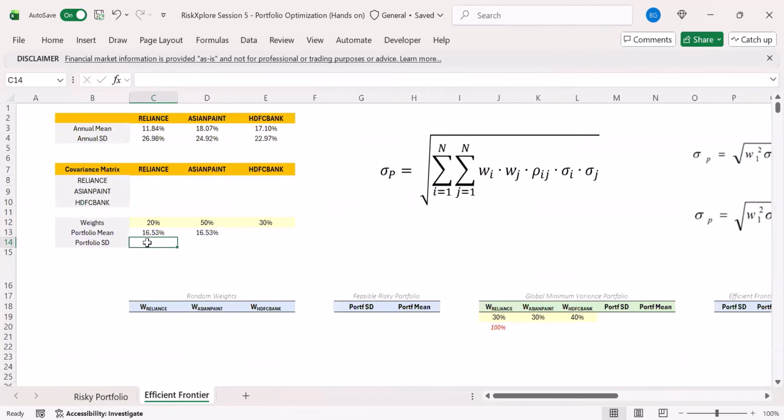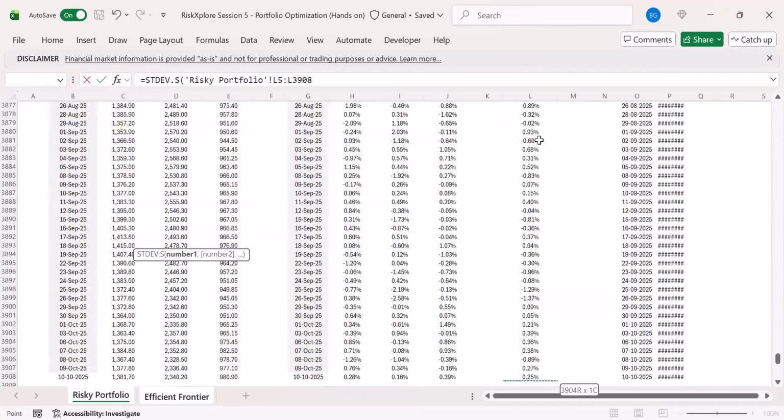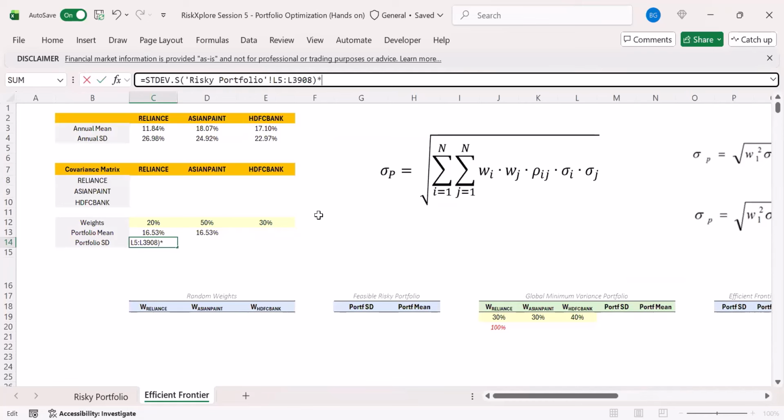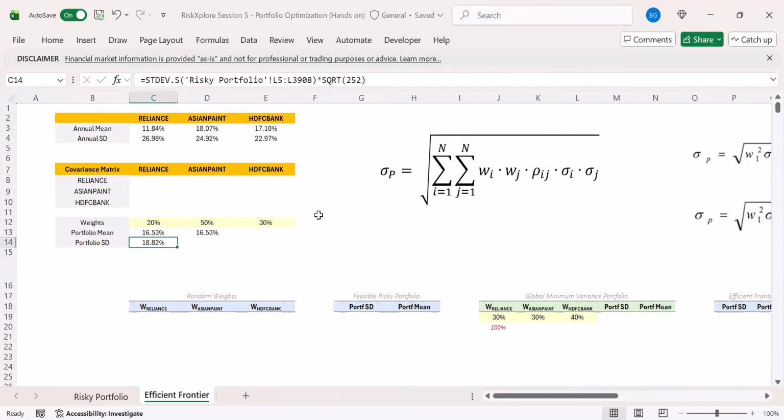Now, how do we find the portfolio SD? So simply we can use equals to standard deviation of these portfolio returns here. Okay, press enter, and we have the daily SD. Now to convert this into equivalent annual SD, we have to multiply this by square root of 252. We have this number here.